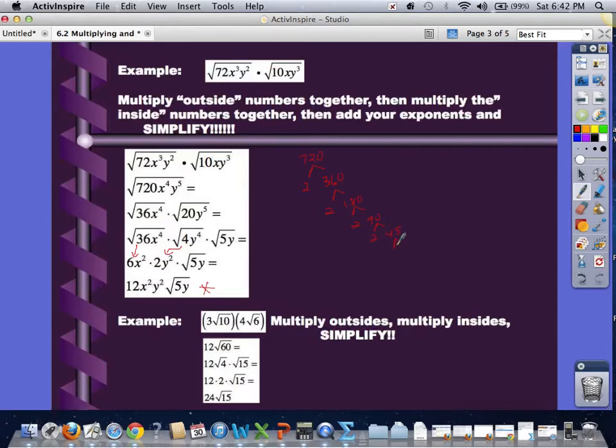Split that up, that would be 3 and 15. Split that up, that would be 3 and 5. And now I've got all my prime numbers. And then I go and find pairs because my index is an assumed 2. So I need pairs. So I have a pair of 3s, a pair of 2s, another pair of 2s.